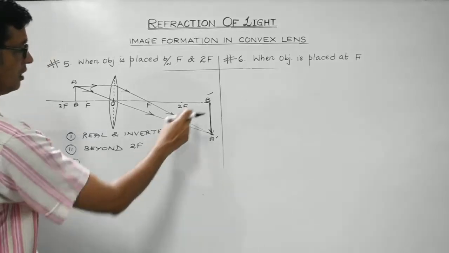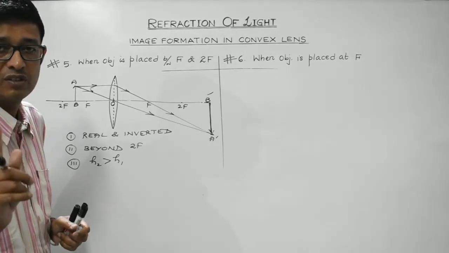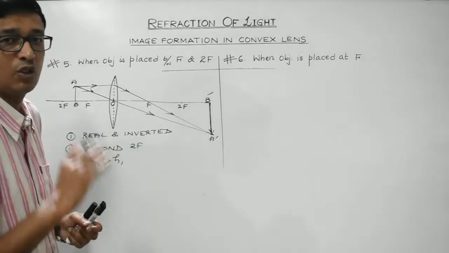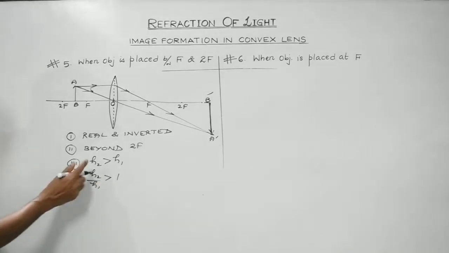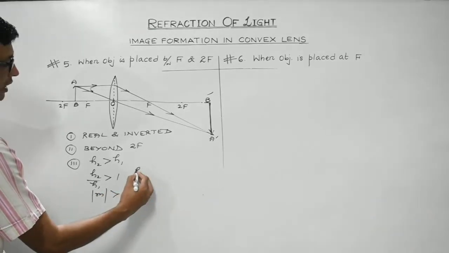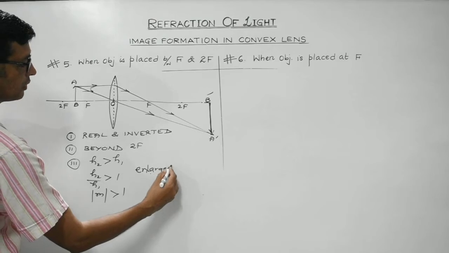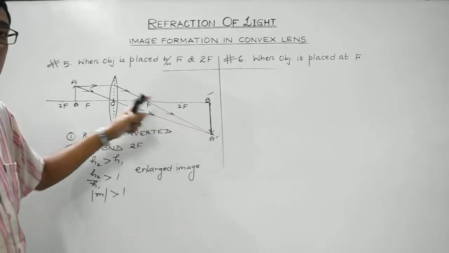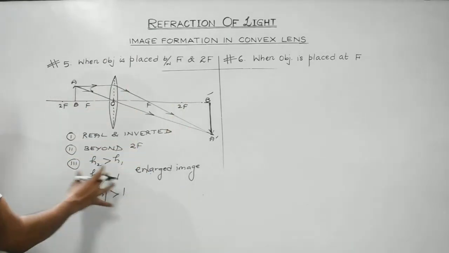What's the third point? The image is magnified, that is H2 is greater than H1. Again, I must tell you, H2 is the notation used to denote the size of the image. H1 is the symbol used to denote the size of the object. So here obviously an enlarged image is obtained. So H2 by H1 would be greater than 1, and the ratio of these two gives us the linear magnification. So mod of linear magnification is greater than 1. So an enlarged image is obtained. These are the characteristics associated with the image when the object is kept between f and 2f. So this is case 5.